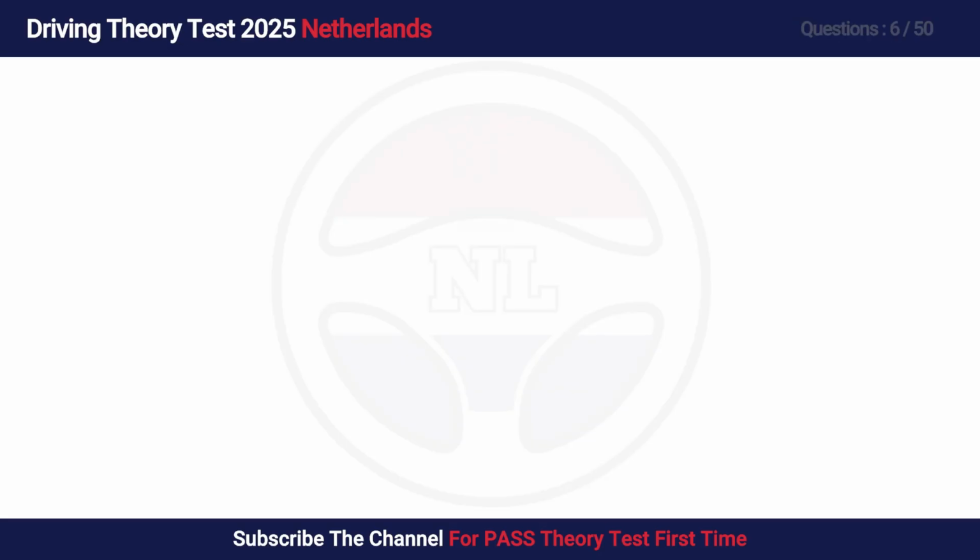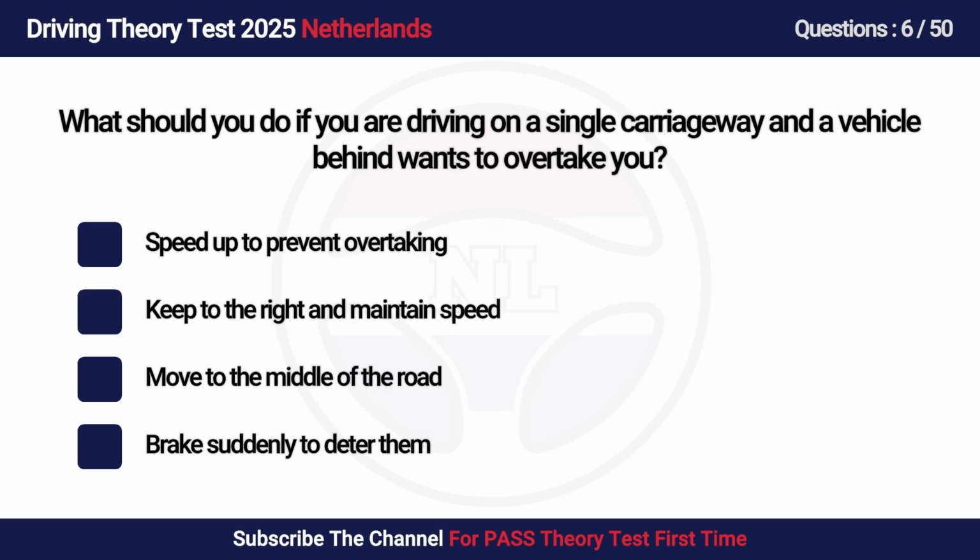feature. Question 6. What should you do if you are driving on a single carriageway and a vehicle behind wants to overtake you? A. Speed up to prevent overtaking. B. Keep to the right and maintain speed. C. Move to the middle of the road. D. Brake suddenly to deter them.